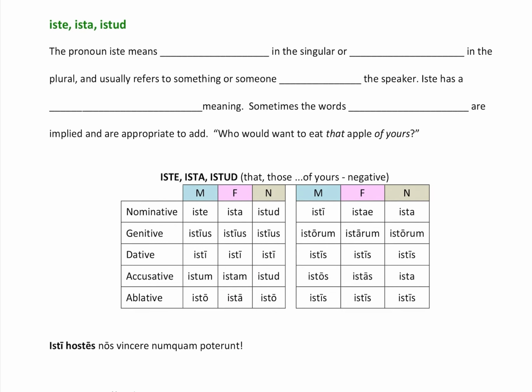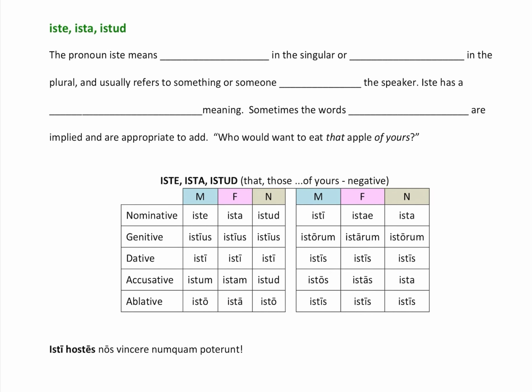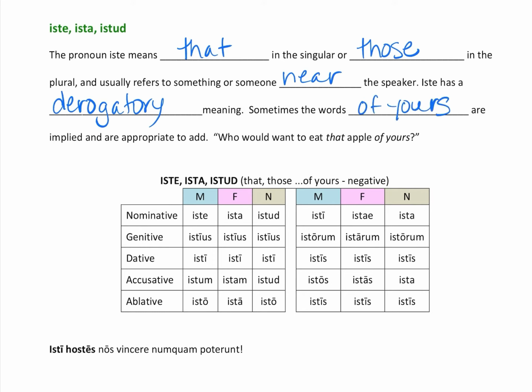Let's take a look at iste, ista, istud. So the pronoun iste means that in the singular and those in the plural, and usually refers to someone near the speaker. Iste has a derogatory meaning. So sometimes the words of yours are implied and appropriate to add. So who would want to eat that apple of yours? So when you say it, you have to say it like you intend it to be a derogatory question or statement to someone.